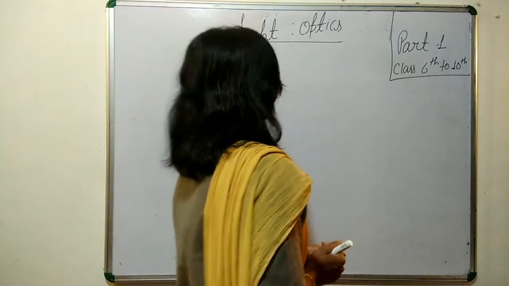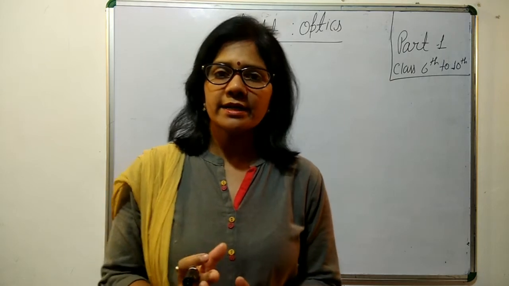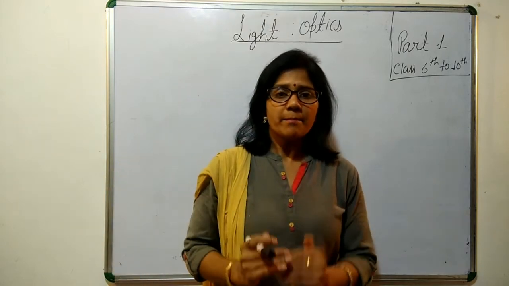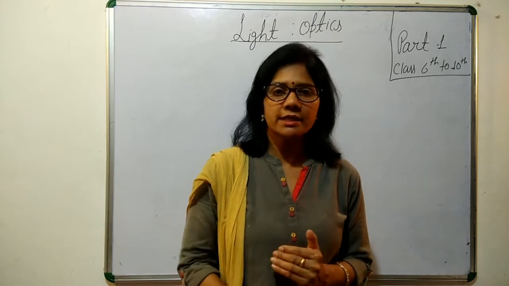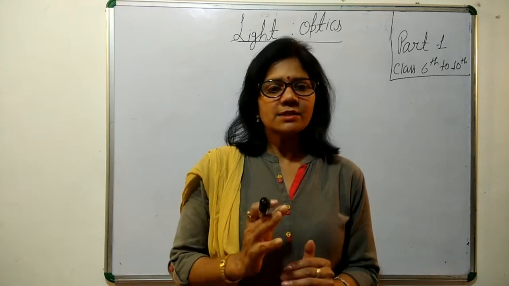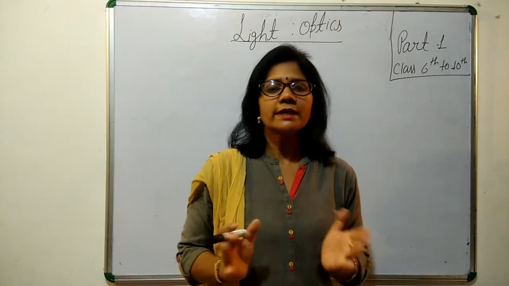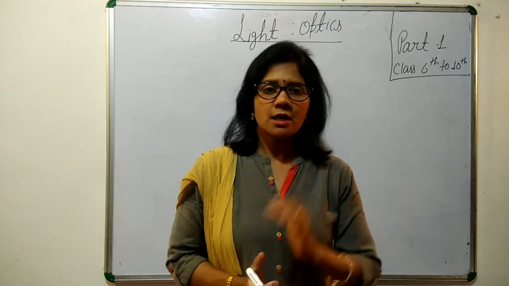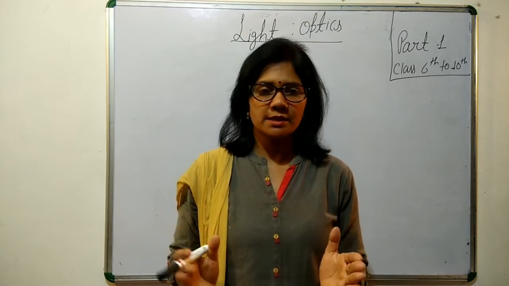So let's see what is light. Light is a form of energy which makes things visible, or which helps us to see things. On the basis of emission of light, there are two types of objects: luminous objects and non-luminous objects.